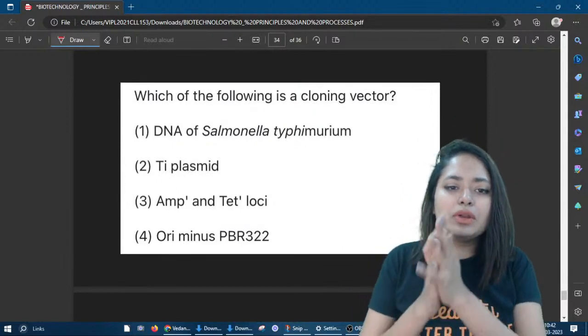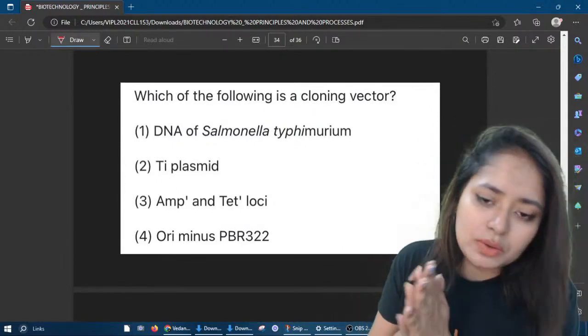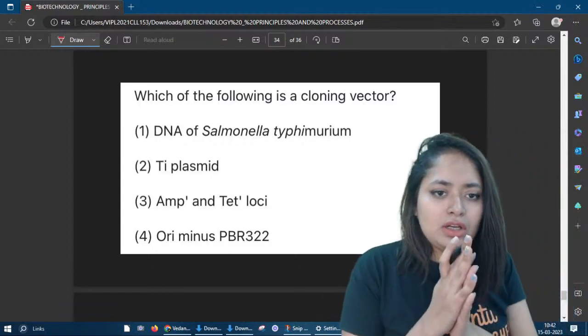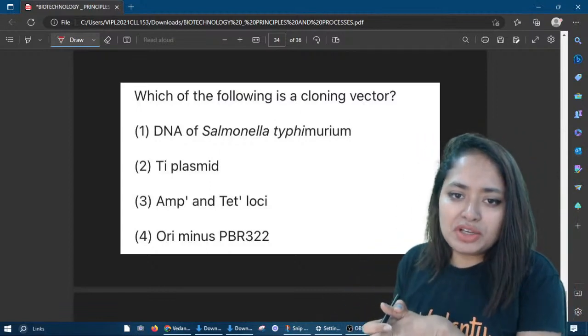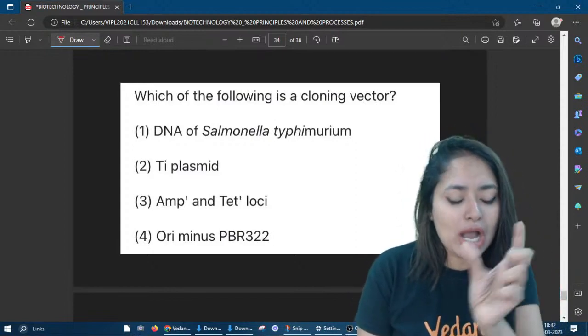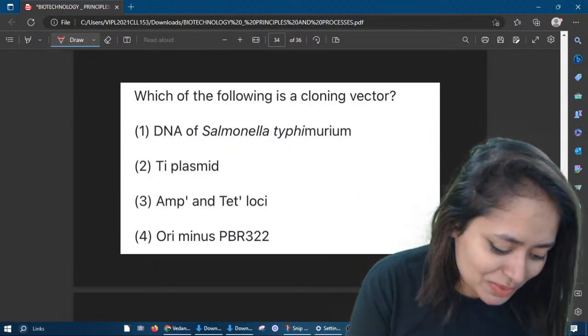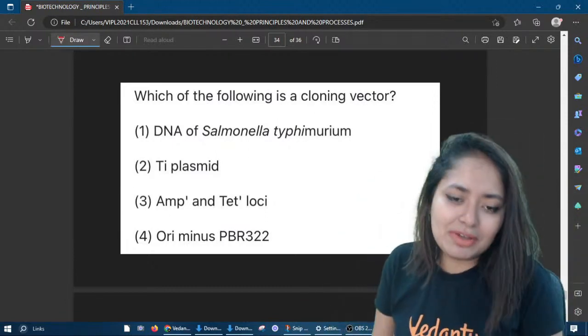Which of the following is a cloning vector? Which of the following is a cloning vector? Come on. Which of the following is a cloning vector? DNA of Salmonella typhi murium, TI plasmid, ampicillin and tetracycline loci, ORI, which is ORI minus the PBR322. This is amazing. Tell me.